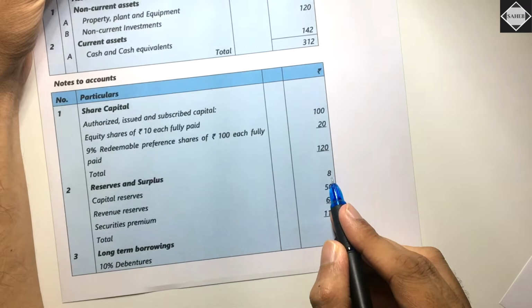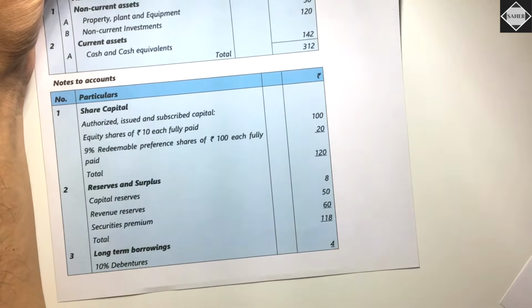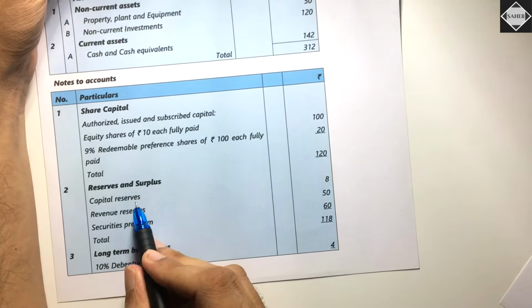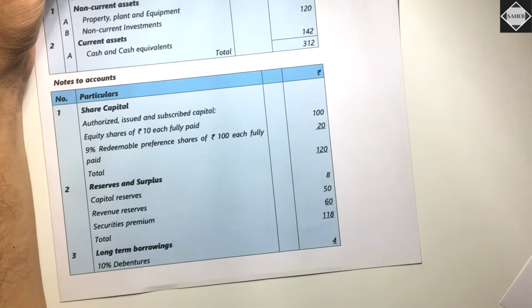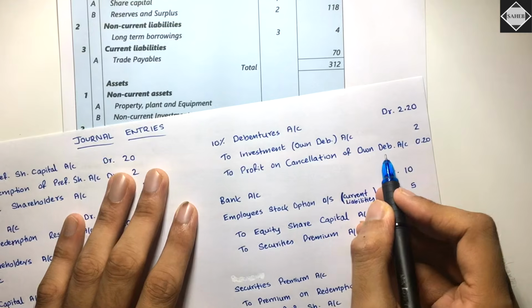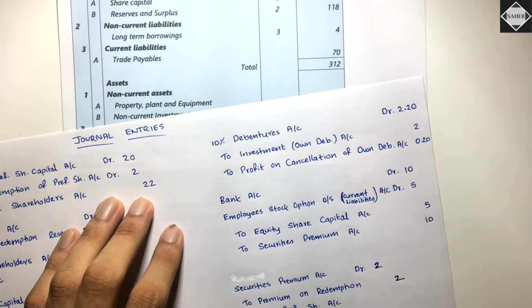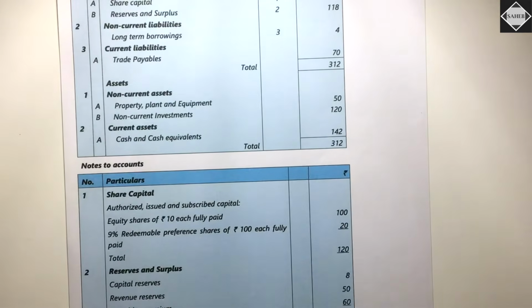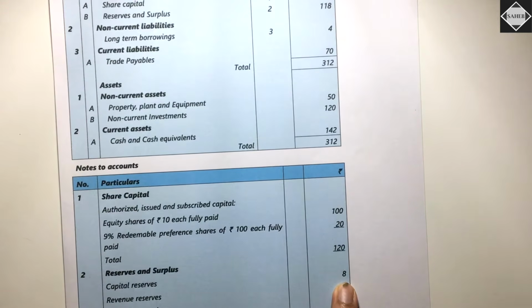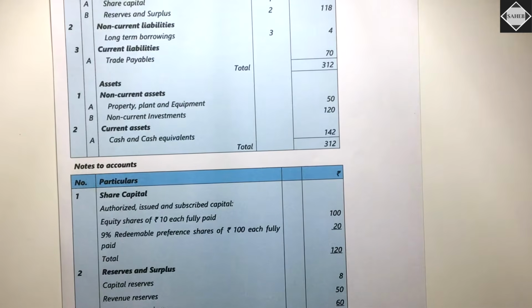See, we had capital reserves of 8 lakhs and then revenue reserve which is completely gone. Isn't it? What happened to capital reserve? See, something happened to capital reserve. Understand, there was profit on cancellation of own debentures, right? This profit on cancellation of own debenture has to go to capital reserve. Okay, so that's why capital reserve has been increased by 20,000. So this will be 8.2 lakhs. Okay, revenue reserve will no longer be there.